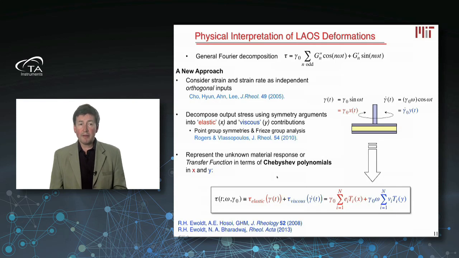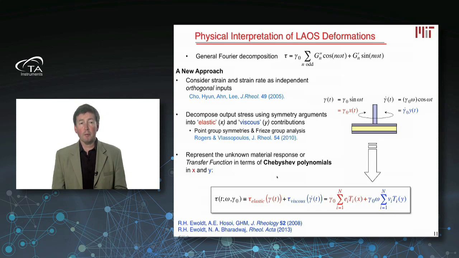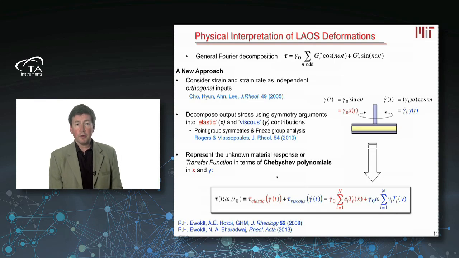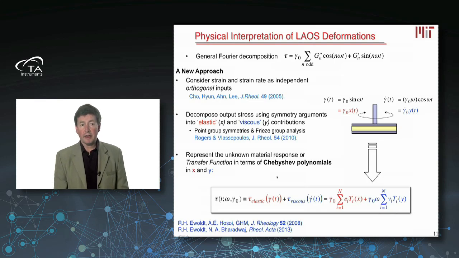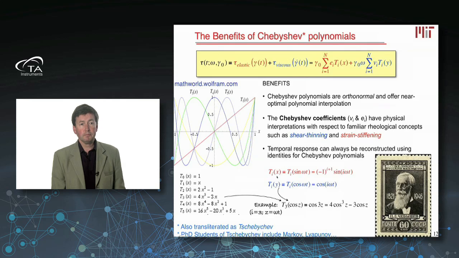But the thing to notice about this equation that I've put at the bottom of the page there is that time no longer shows up in there. So you're really now thinking about stress as a function of strain and strain rate, not as a function of time. And that's the formalism that we're going to use. And then included within typical software packages these days is a way of reconstructing the total stress, if you want, from these individual coefficients. Okay, so I mentioned that these polynomials are called Chebyshev polynomials.